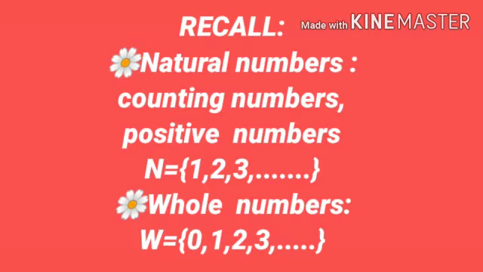Natural numbers. Natural numbers are also called positive numbers or counting numbers. It starts from 1. The set of all natural numbers is denoted by the letter capital N. That is, N = 1, 2, 3 and so on. Whole numbers. Whole numbers are a collection of 0 and natural numbers. It starts from 0. The set of all whole numbers is denoted by the letter W. That is, W = 0, 1, 2, 3 and so on.